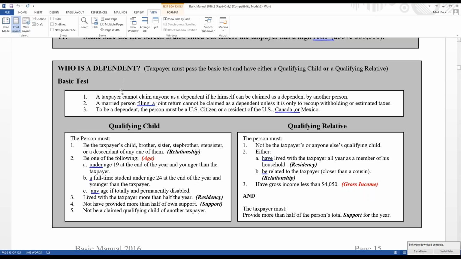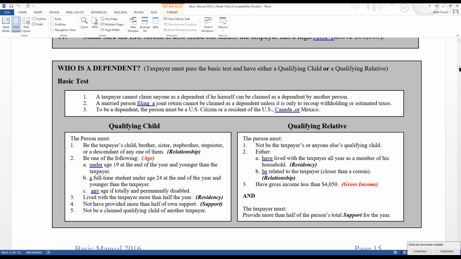So basically to be a dependent, and a dependent basically means that the taxpayer and the spouse are taking care of a child. That's the easiest way to rationalize, to visualize what I'm talking about. They're taking care of somebody, they're paying all their bills, so they should be able to put them on the tax return and get an extra deduction for that person.